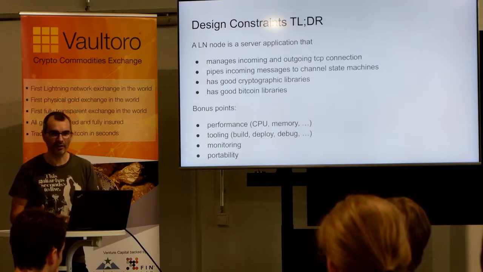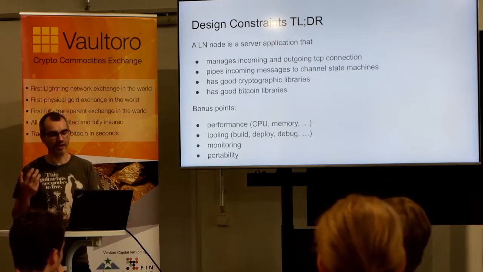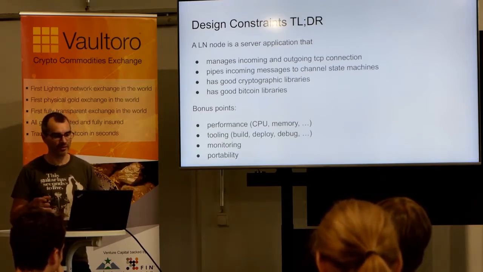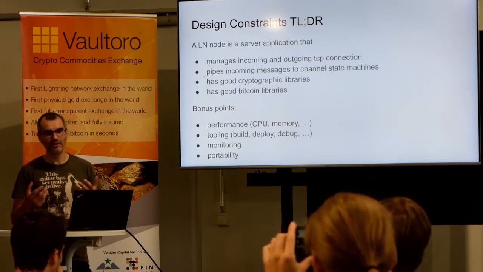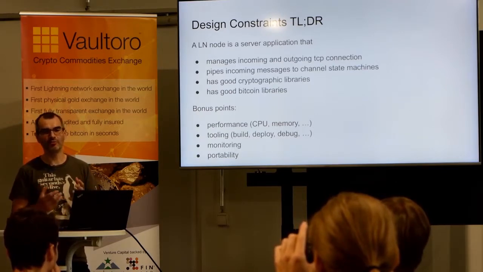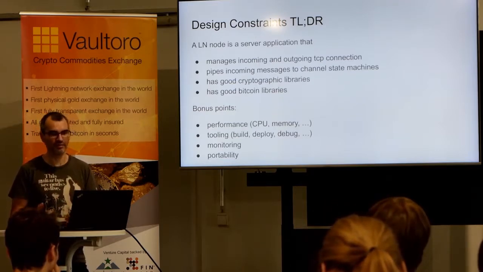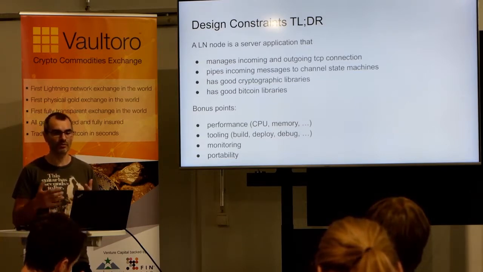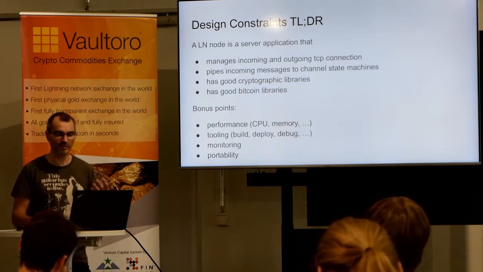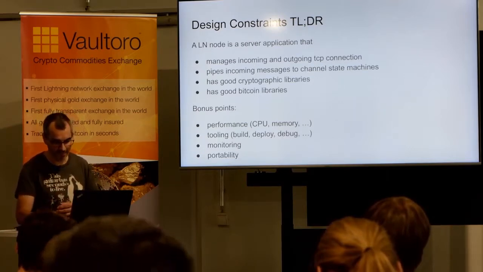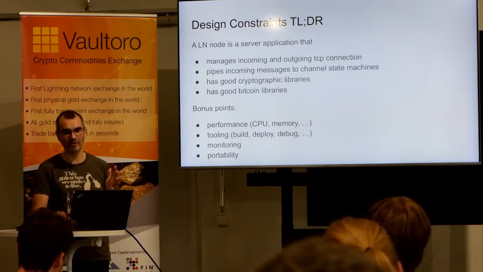So basically, the design constraints that we see in a Lightning channel are: you need something that manages incoming and outgoing TCP connections. You have to pipe all the messages you receive to channel state machines. You obviously need good cryptographic libraries. You need good Bitcoin libraries. And if you want to build something that you can actually use in production, you want something that has good performance, from a CPU and memory point of view, and you need good tooling. You need good build tools. You need good tools to deploy applications. You need good debugging and monitoring tools, and you'd like to have something that is portable, that you can run on several operating systems. So this is what we had in mind when we started implementing Lightning.